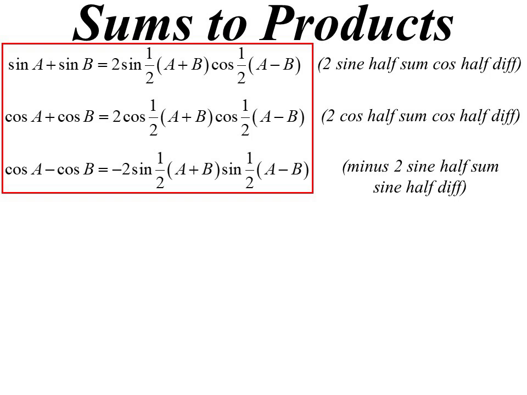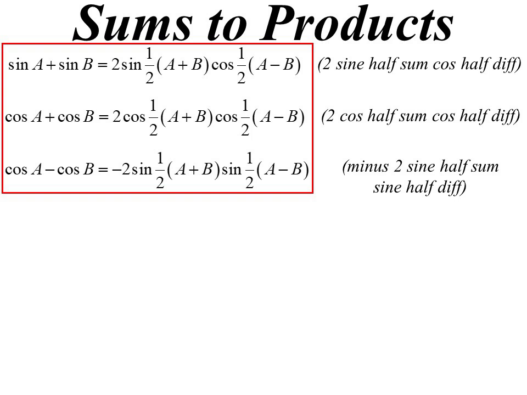All right, let me explain my thinking behind these and have a look at the pattern. Obviously, they all start with 2. Well, one of them starts with negative 2, but I'll come to that later. Notice with the first two, where they're pluses, they both begin with the same ratio. So sine plus sine, I know I'm going to go 2 sine. Cos plus cos, I know I'm going to go 2 cos. It's always half sum, and I always finish off with cos half diff.